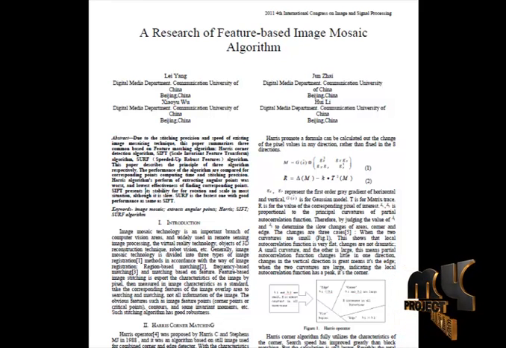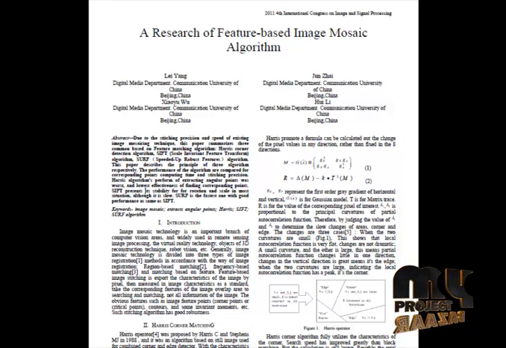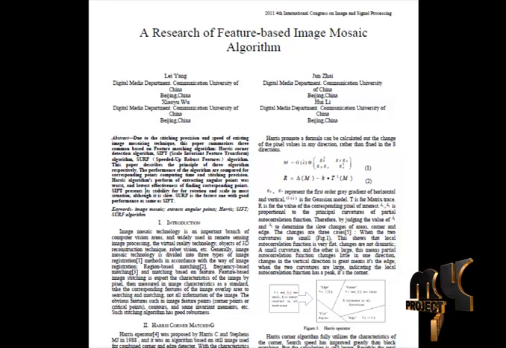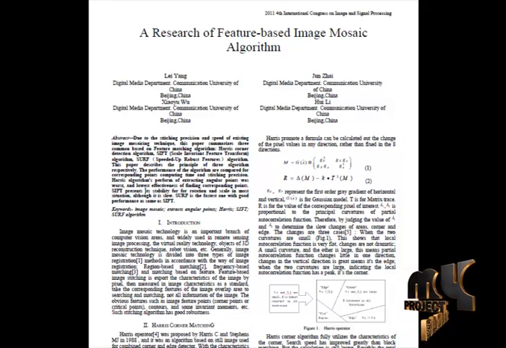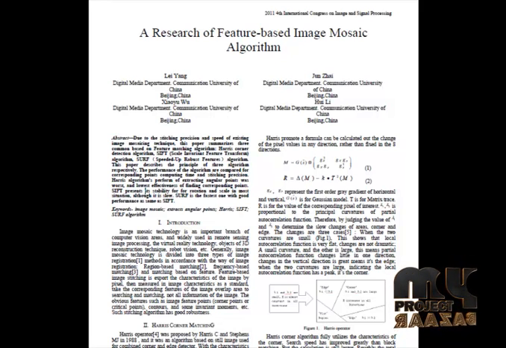This paper describes the principle of the three algorithms respectively. The performance of the algorithms is compared for corresponding points, computing times and stitching issues. Harris algorithm's performance of extracting angular points was worst and it had the lowest effectiveness of finding corresponding points.